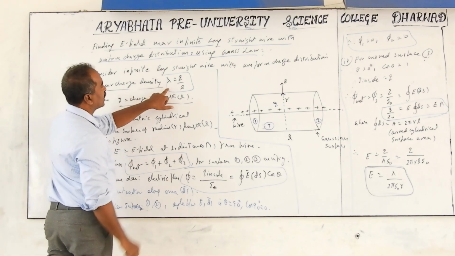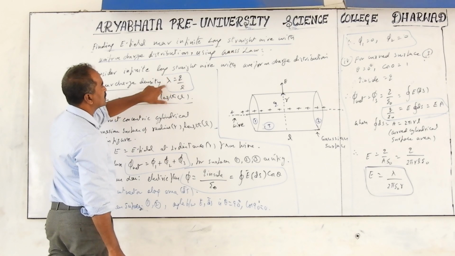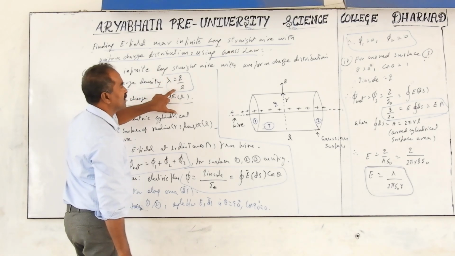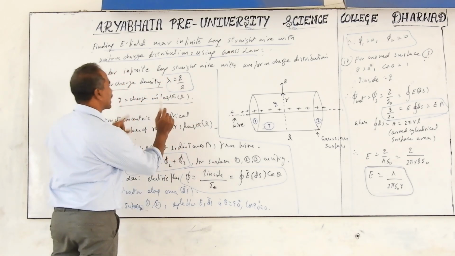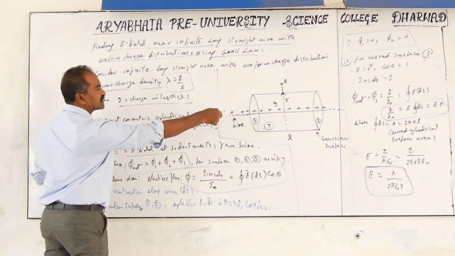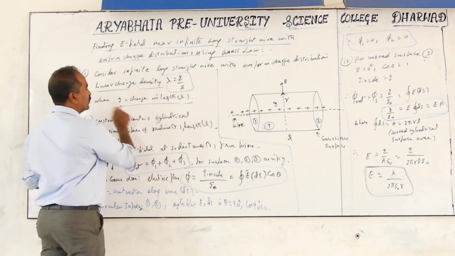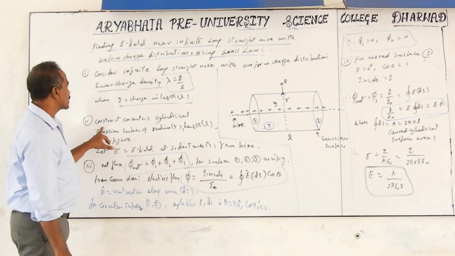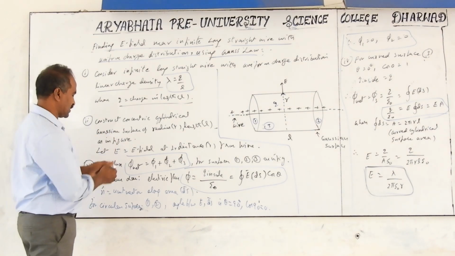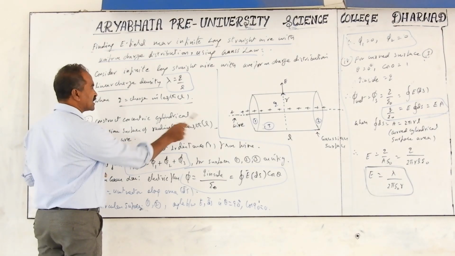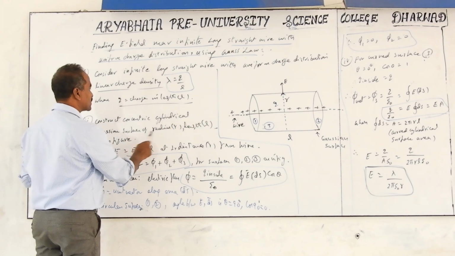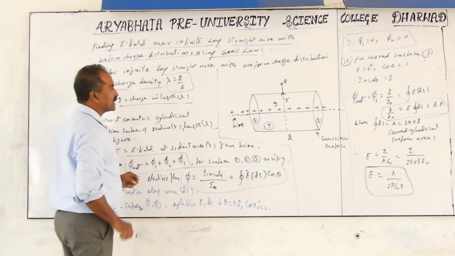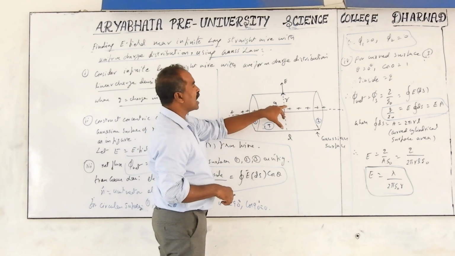Linear charge density lambda is equal to Q by L. Charge per unit length is the linear charge density. So if you take a length L, the charge present on the wire for the length L is Q. Next, construct a concentric cylindrical Gaussian surface. Concentric means having the same center. A Gaussian surface of radius r and length L, where you want the electric field at distance r from the wire.